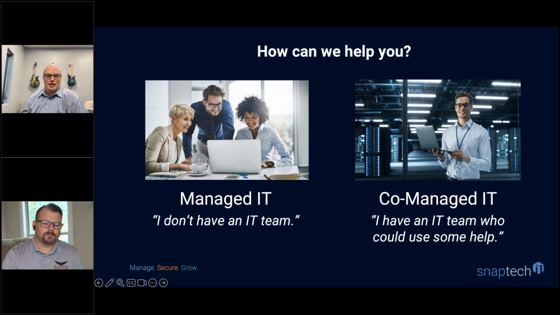We do operate, and I'm almost done with this, by the way, but we do operate in two different ways. One is some companies hire us to be a completely outsourced IT department for them. That's our managed IT offer. We call that one Simplicity.